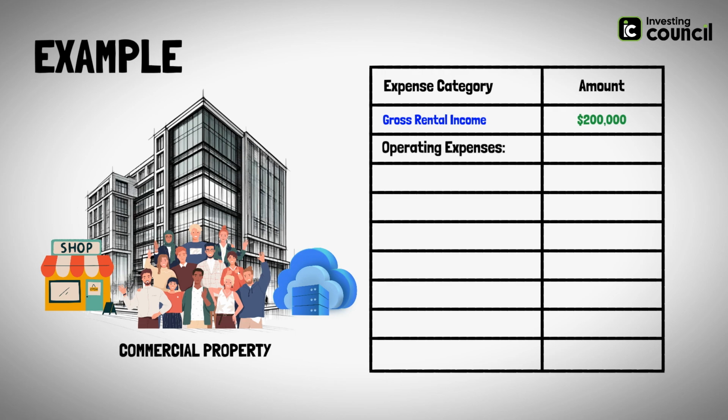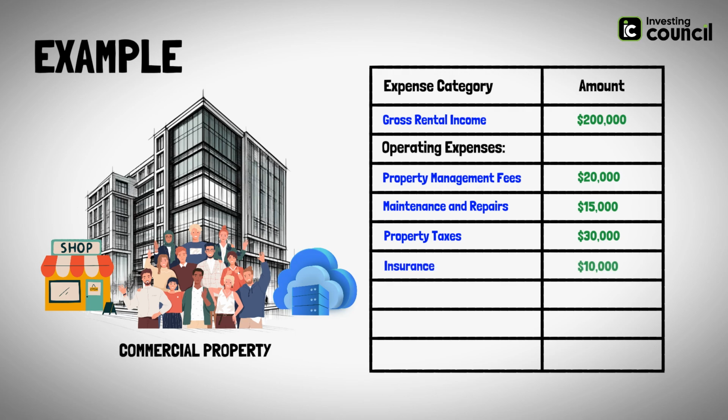The expenses include property management fees, which are typically 10% of the gross rental income, amounting to $20,000. Maintenance and repairs are crucial for keeping the property appealing to tenants and cost about $15,000 annually. The property taxes are another significant expense at $30,000, reflecting the property's location and valuation. Insurance costs are approximately $10,000, necessary for covering potential liabilities and property damage.